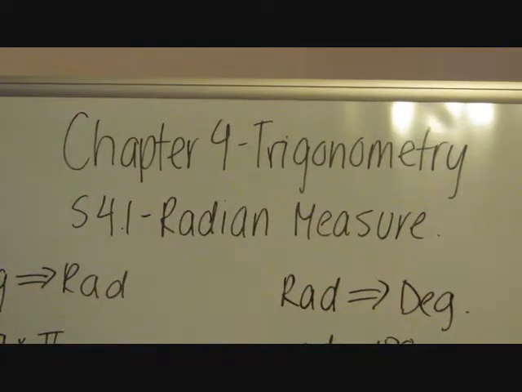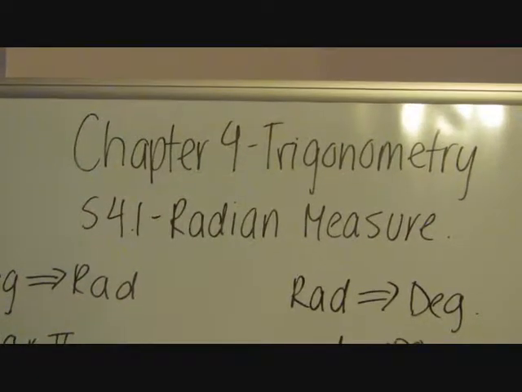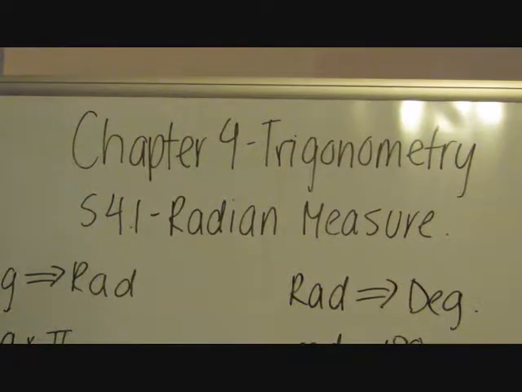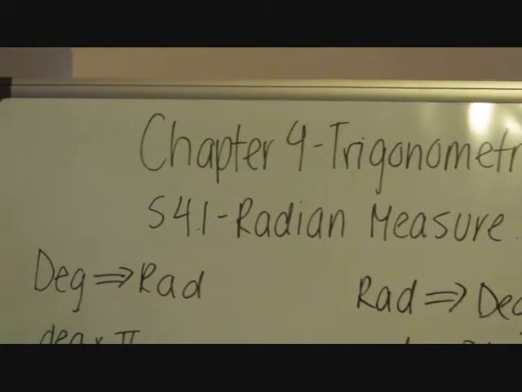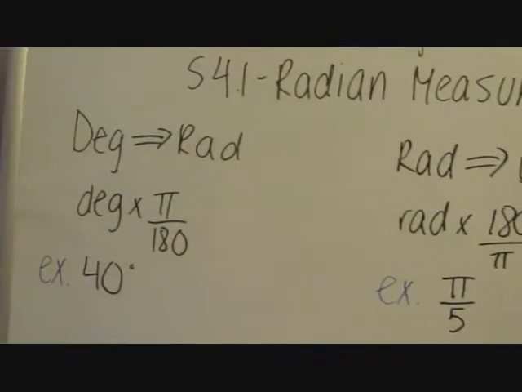Okay, so this is chapter 4, which was trigonometry. So section 4.1 is radian measure. A radian is just another form of measurement like degrees. To go from degrees to radians, you multiply the degree by pi over 180.